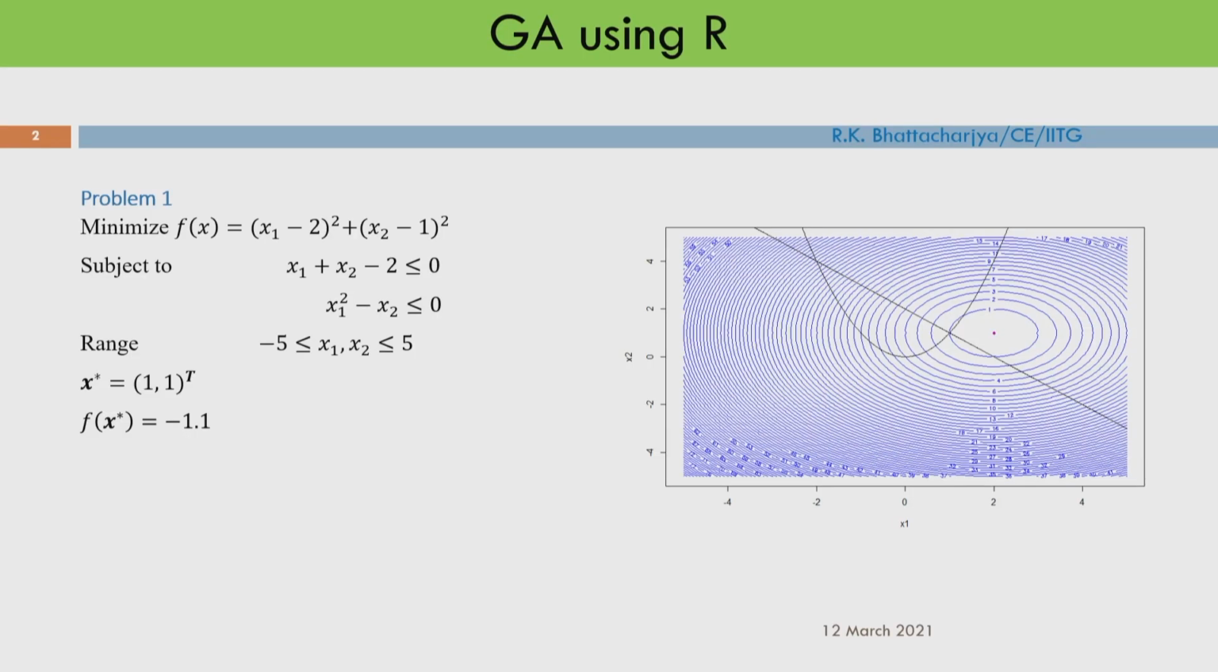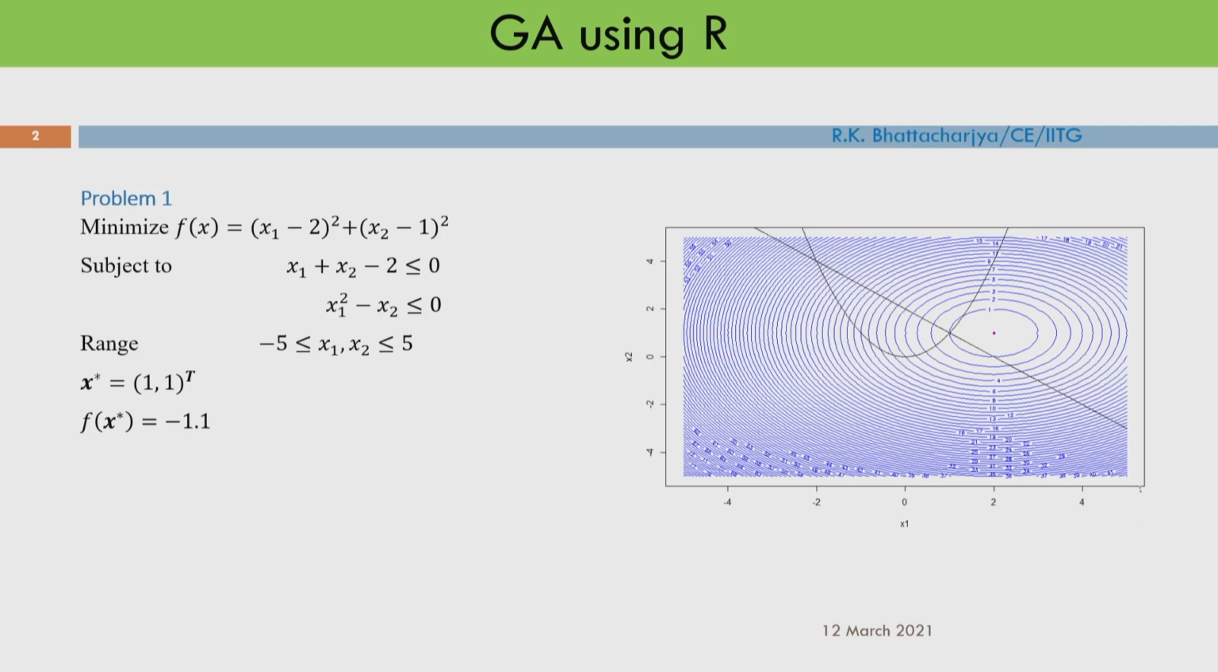The first problem is a minimization problem, and it is a function of two variables, x1 and x2. The function is (x1 minus 2) whole square plus (x2 minus 1) whole square, and we have two constraints. The first constraint is x1 plus x2 minus 2 less than or equal to 0, and the second one is x1 square minus x2 less than or equal to 0, and the domain is that x1 and x2 are between minus 5 and plus 5.